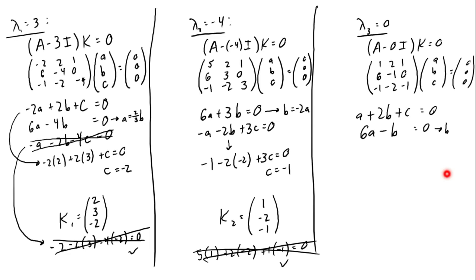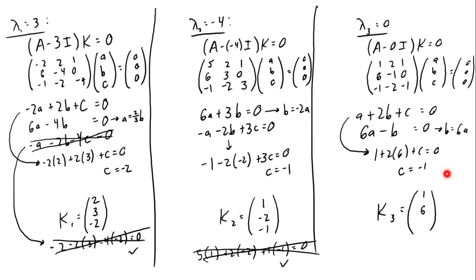This tells me that b is equal to 6a. So for my third vector, if a is 1, then b will be 6. And then plug that in to find c. So we get 1 plus 2 times 6 plus c equals 0. We get c is equal to negative 13. And I've got my third eigenvector. All right, there we go.